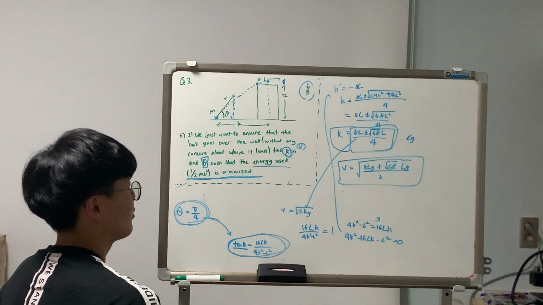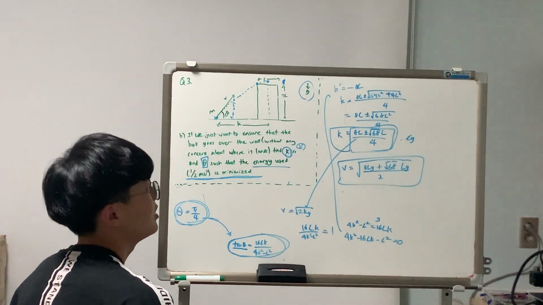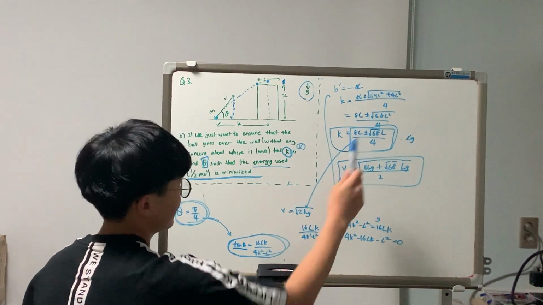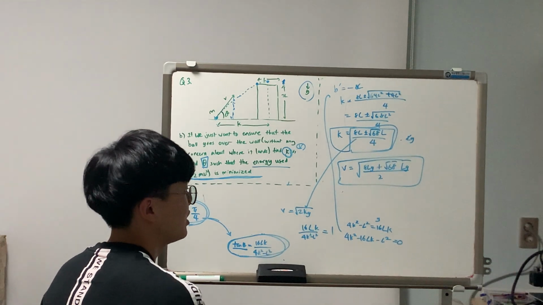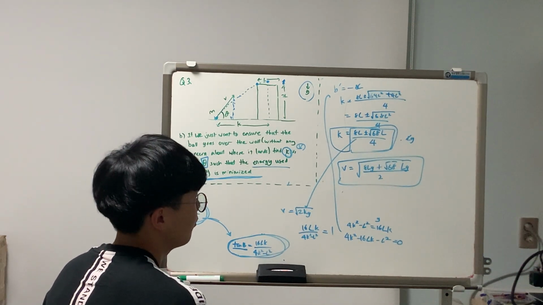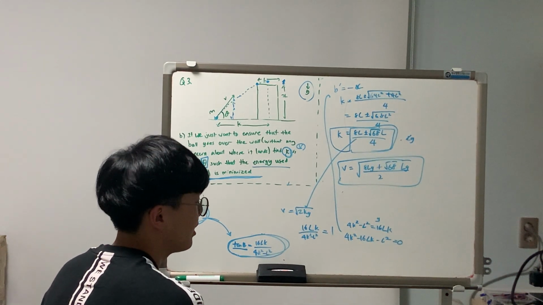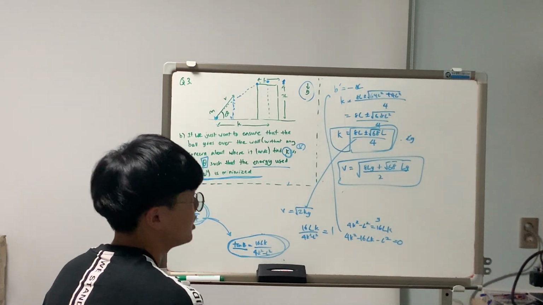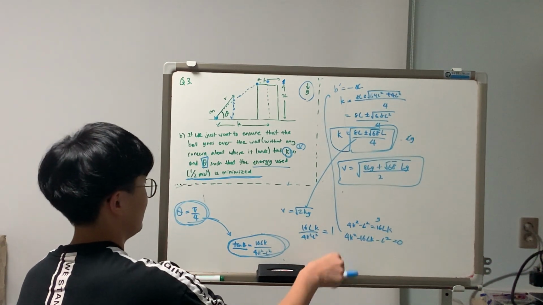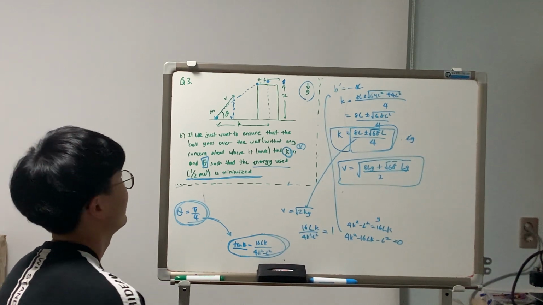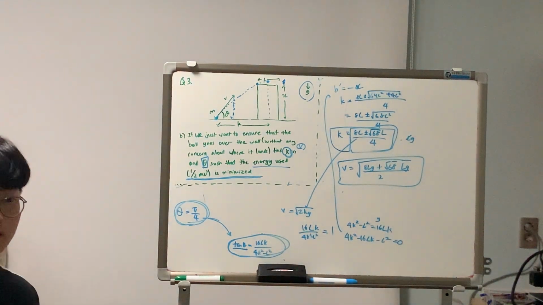Theta equals 45, k equals 8l plus the square root of 68l over 4, and v equals the square root of 8lg plus the square root of 68lg divided by 2. That's the answer. And yeah, see you in the next video.